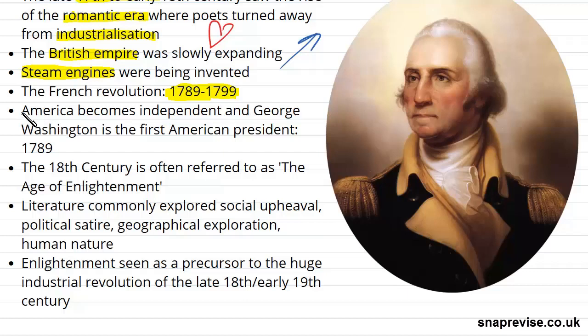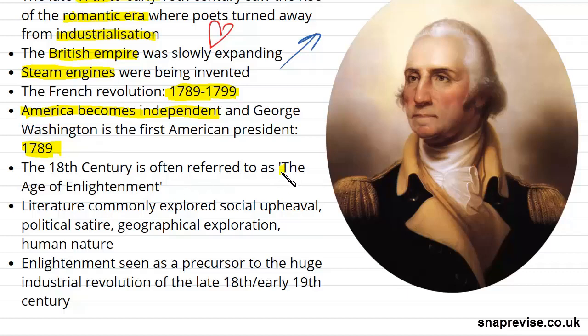Also in this era, America became independent and George Washington became the first American president in 1789. This is very important as it highlights the idea of colonialisation and also the idea of tension. America no longer wanted to be associated with Great Britain.